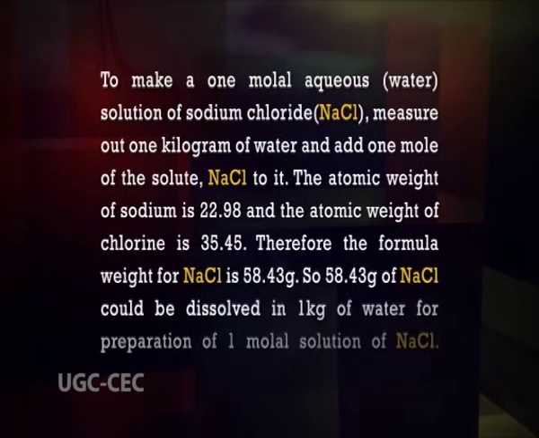For example, to make a 1 molal aqueous solution of sodium chloride, measure out 1 kilogram of water and add 1 mole of the solute, that is NaCl, to it. The atomic weight of sodium is 22.98 and the atomic weight of chlorine is 35.45. Therefore, the molecular weight of NaCl is 58.43 gram. So, 58.43 gram of NaCl could be dissolved in 1 kg of water for preparation of a 1 molal solution of NaCl.